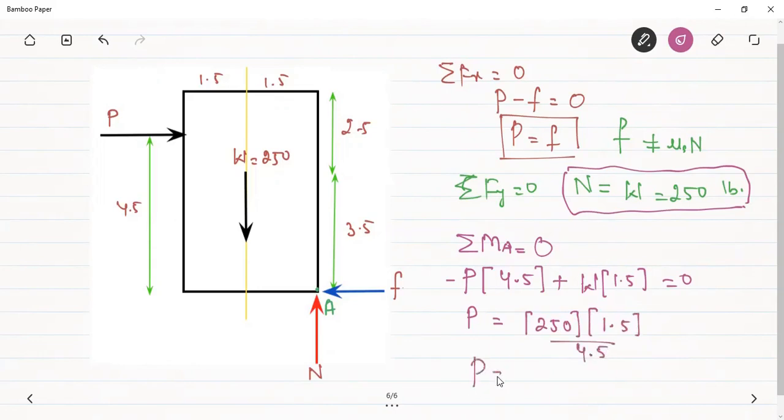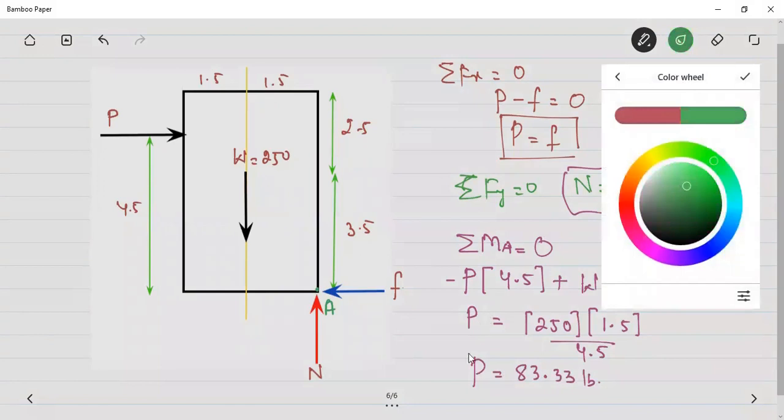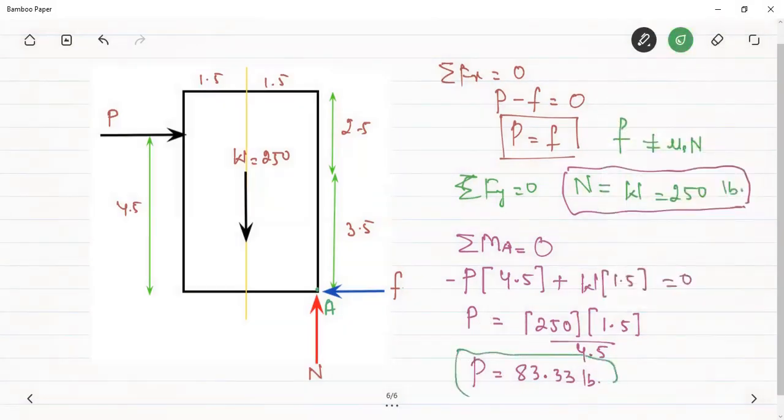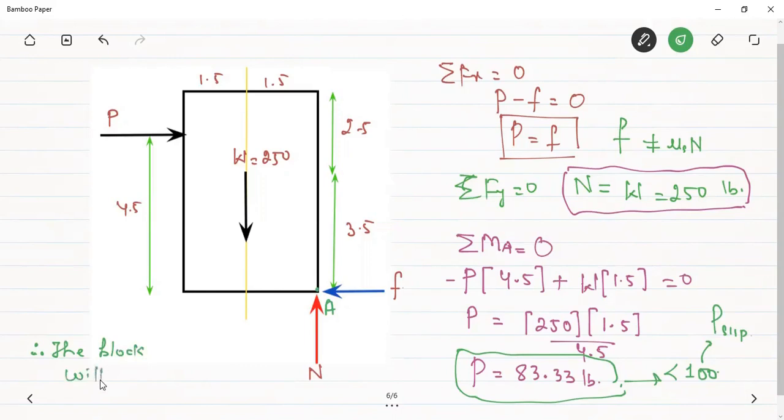And when we calculate this value, it comes out to be 83.33 pounds. Obviously this is less than 100. 100 was the force required for slipping. Therefore, the block will tip before slipping.